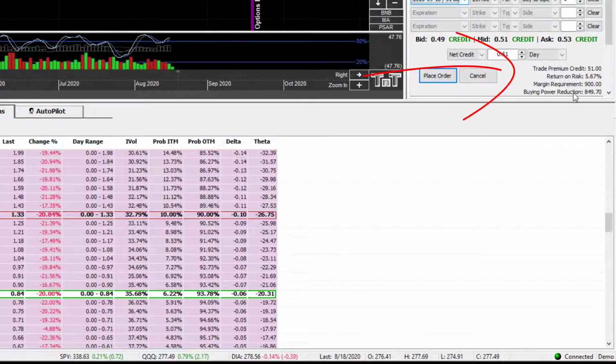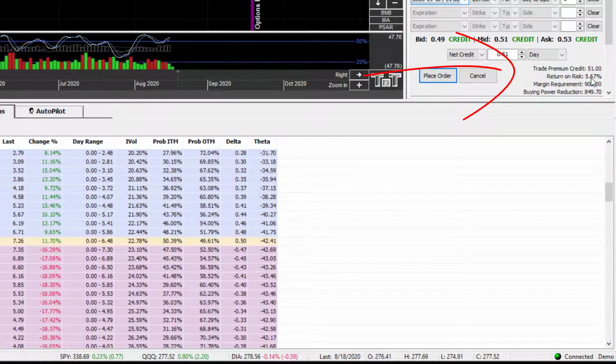So if we look over here at the calculator, notice what we're going to have: a trade premium credit of $51 and our margin requirement of $900. So that's a return on our risk of 5.67%. That's roughly 5% interest, or almost 5.5% interest on our money in 30 days. That's pretty sweet. 5.5% interest on our money in 30 days.